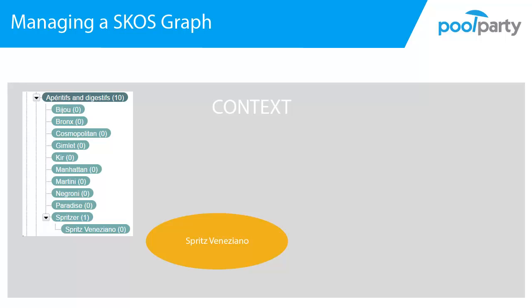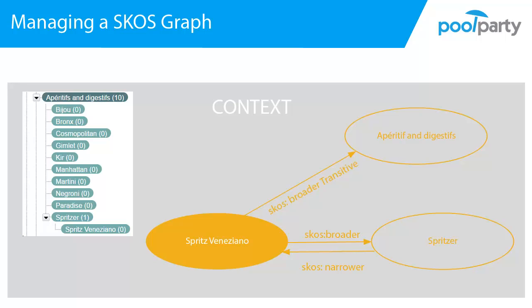Indeed, what we described through concepts, top concepts and concept schemes is actually a graph. When Spritzer Veneziano is related to the concept Spritzer, which we describe in SKOS as a broader relation, it is actually through this relation, of course, also an aperitif and digestive. And we describe this as a broader transitive. And a broader relation works in the different direction as well. Spritzer Veneziano is a narrower concept of Spritzer, and Spritzer is a narrower concept of aperitifs.